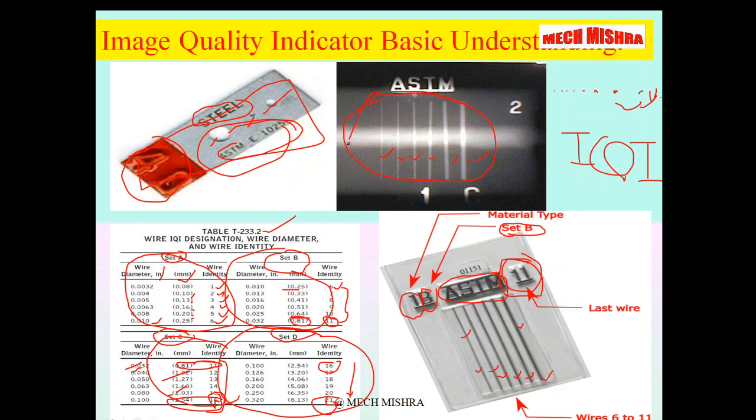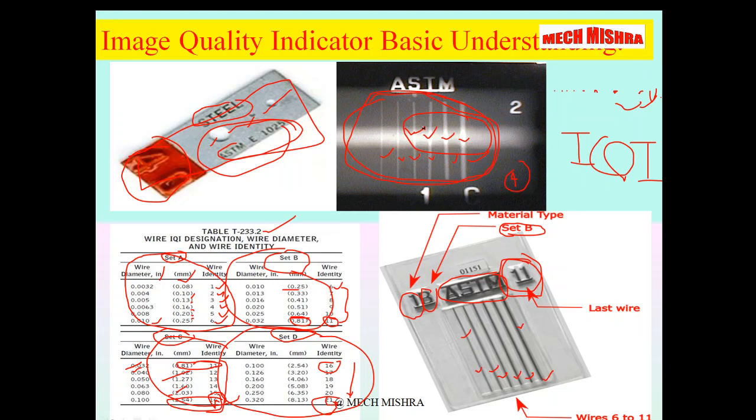Now the code tells the number of essential wires, means the number of essential wires which must be visible. If it says that 4 wires must be visible, then while reviewing the film I need to check whether my 4 wires are visible or not. I'll count from here: 1, 2, 3, 4. Means if the number of essential wires is 4 and the fourth wire is visible, then we have qualified the criteria and we can proceed further. But if the fourth wire is not visible, then we can assume that my image quality is not good.